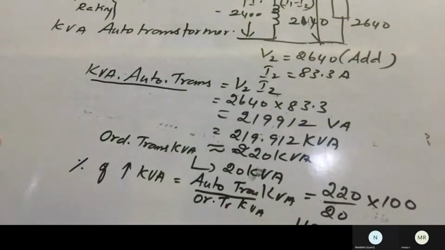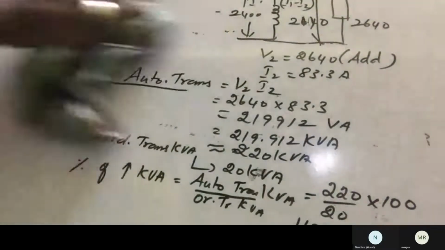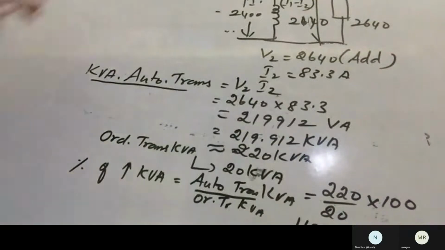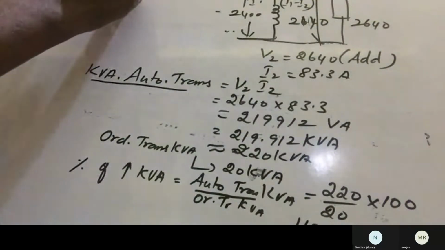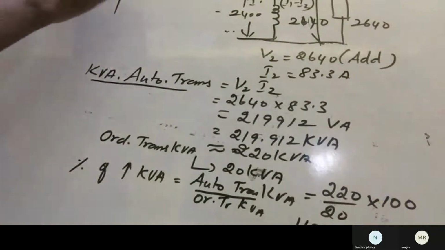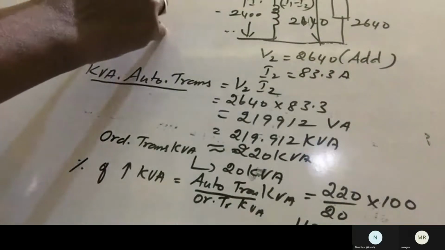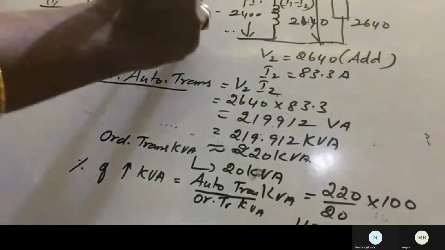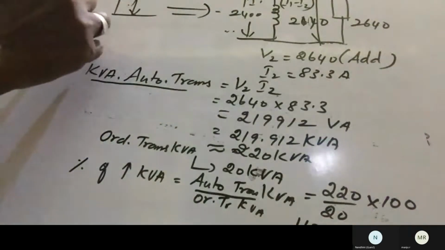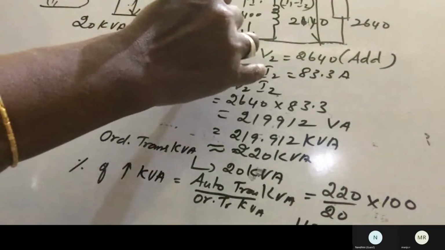In the auto transformer, I1 will be asked. So what is the kVA rating of the auto transformer? So I1, after converting the two winding transformer into an auto transformer. Okay, so this will be 2400 and this will be 240. So this will be converted into this. This rating will be 220 kVA.